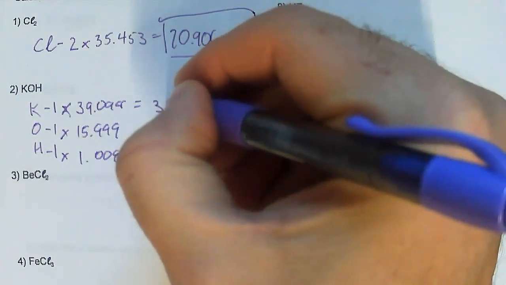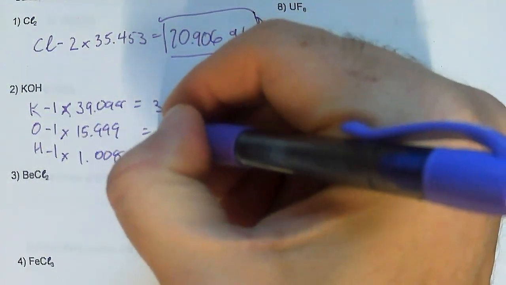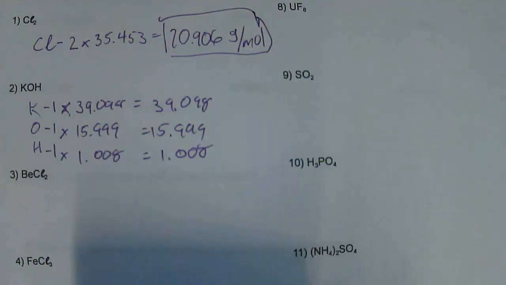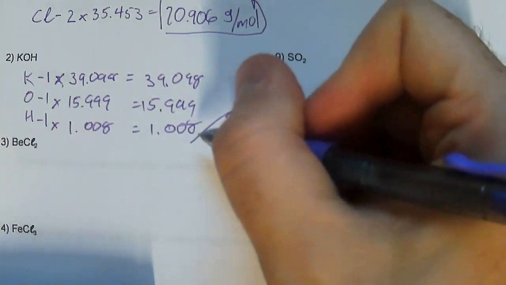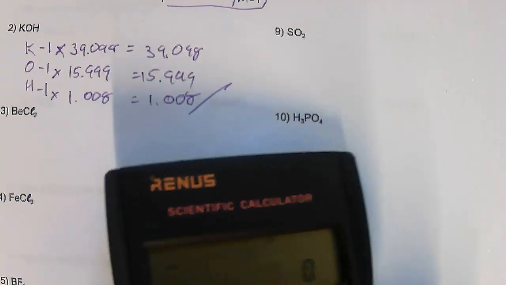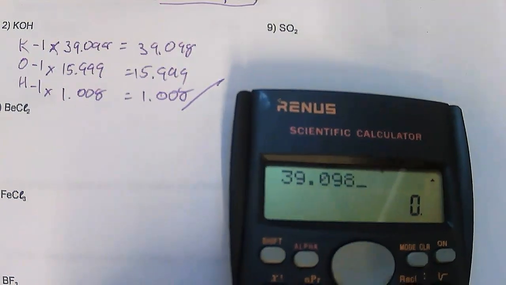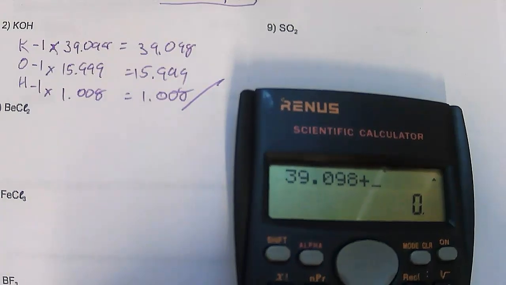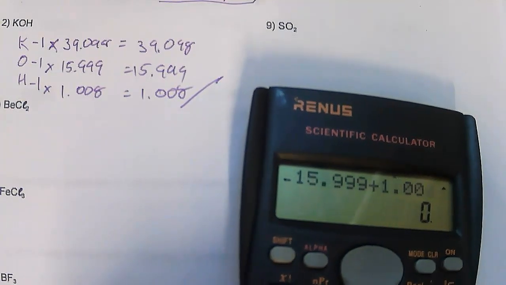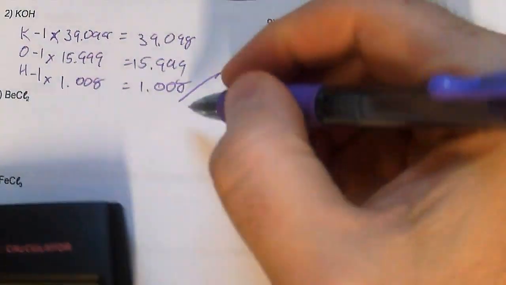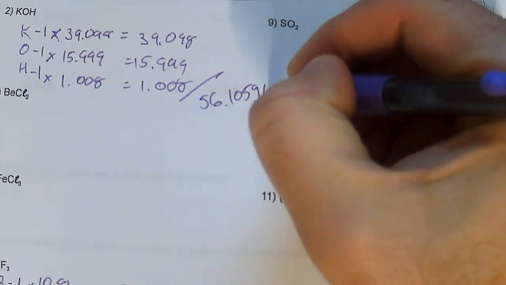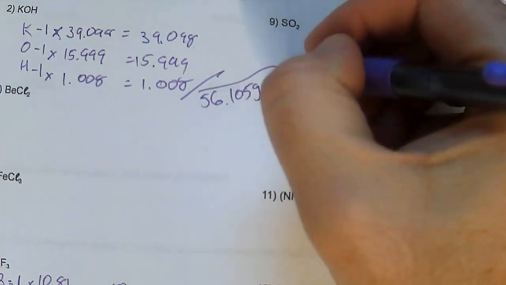But 39.098, 15.999, 1.008. Okay, and then just like this. I'm going to add them up, but I'm putting this on the slant so I don't run into the space for the problem below it. So I'm going to add it up. 39.098 plus 15.999 plus 1.008. We get 56.105, and we put the units on there, grams per mole. So that's our answer.